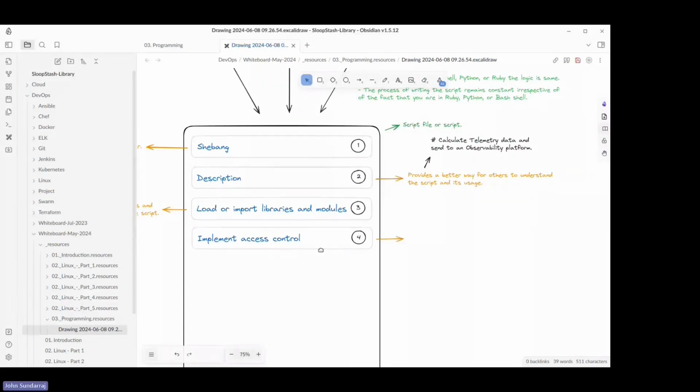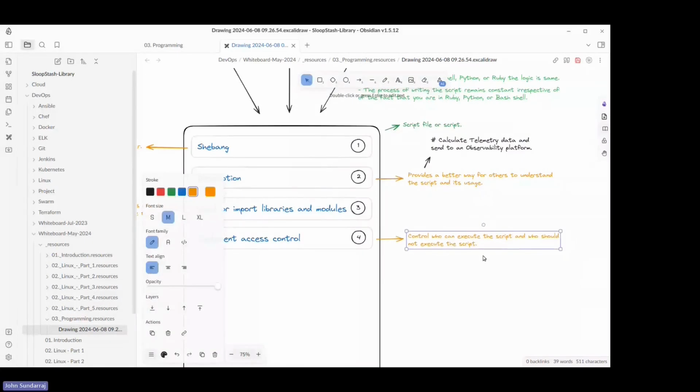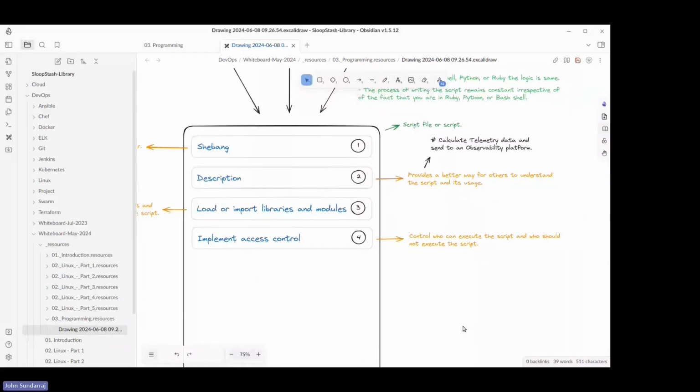Most of the time when we write scripts for automation purposes, I mean ad hoc scripts, we don't allow the normal users to execute it. We only allow the root users to execute it. That is the important thing. So here, I just want to say a control of who can execute. Script means executable, so that's nothing to do with read and write mostly. So who can execute the script and who cannot or who should not execute the script. That is what we generally call the access control mechanism. It's what we call implementing access control.